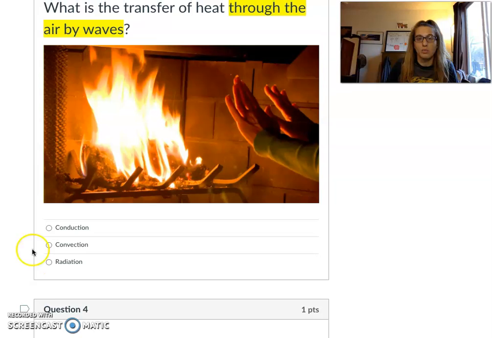Number 3, what is the transfer of heat through the air by waves? So I have my fire that is sending heat waves out to heat the palm of my hand. Is that conduction, convection, or radiation? Press pause. Use your resources to find and choose your answer and press play.